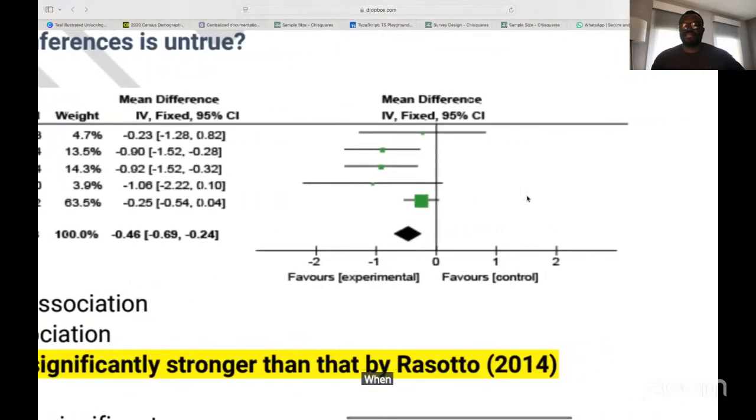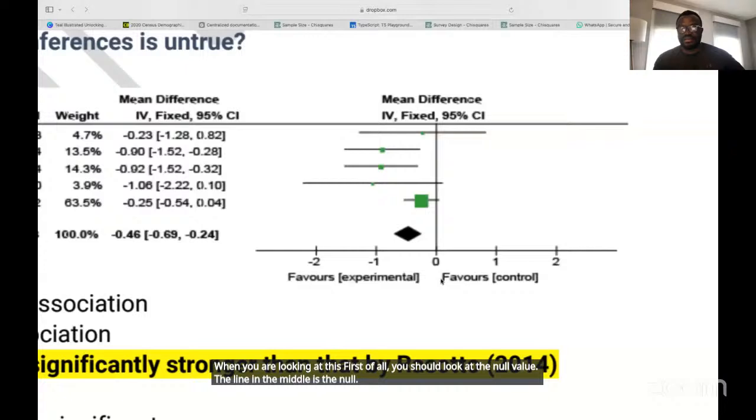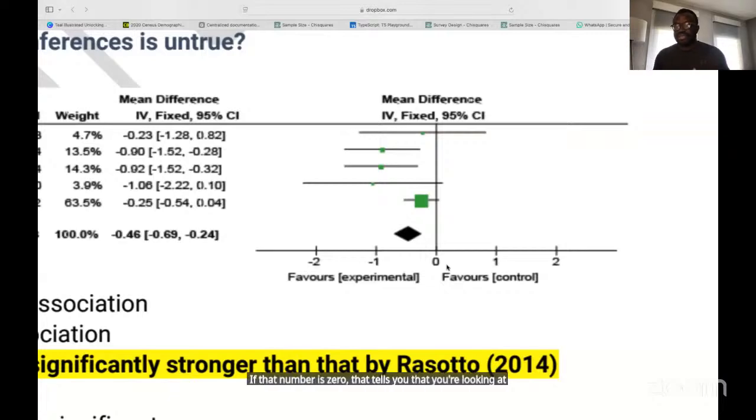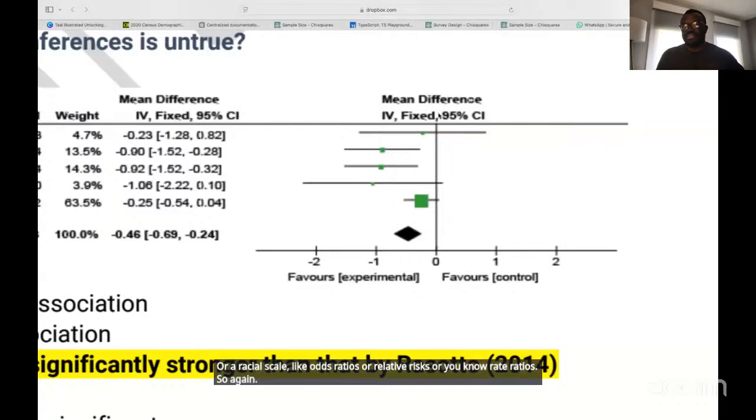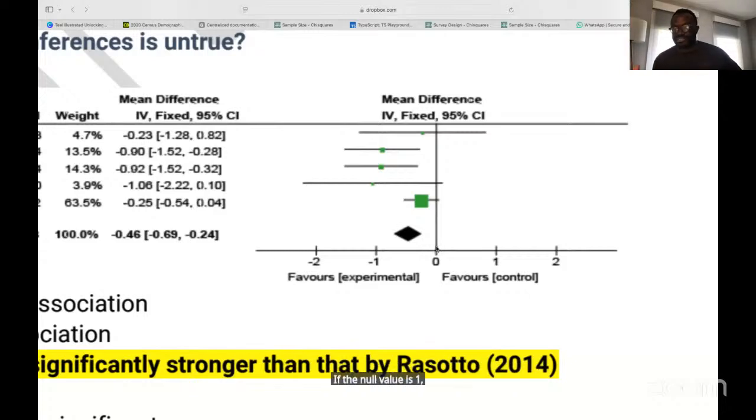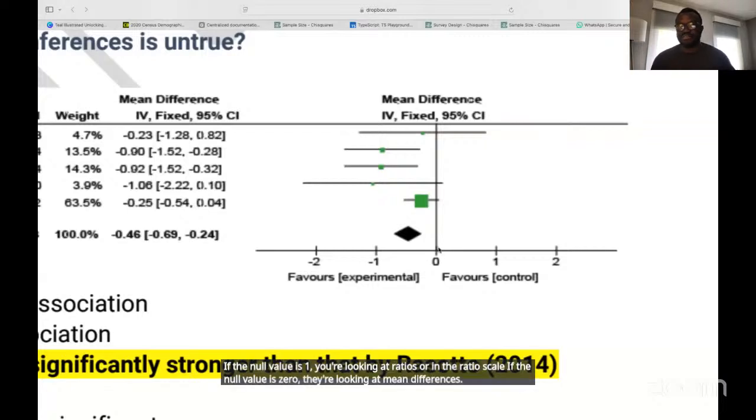When you are looking at this, first of all, you should look at the null value. The line in the middle is the null, and you should look at the number below that null line. If that number is 0, that tells you that you're looking at averages or means, differences in means, or results that involve differences, like mean differences. If the number below that line is 1, it means that you're looking at ratios, or a ratio scale, like odds ratios or relative risks or rate ratios. So again, if the null value is 1, you're looking at ratios. If the null value is 0, you're looking at mean differences. That's the first thing you want to take note of.